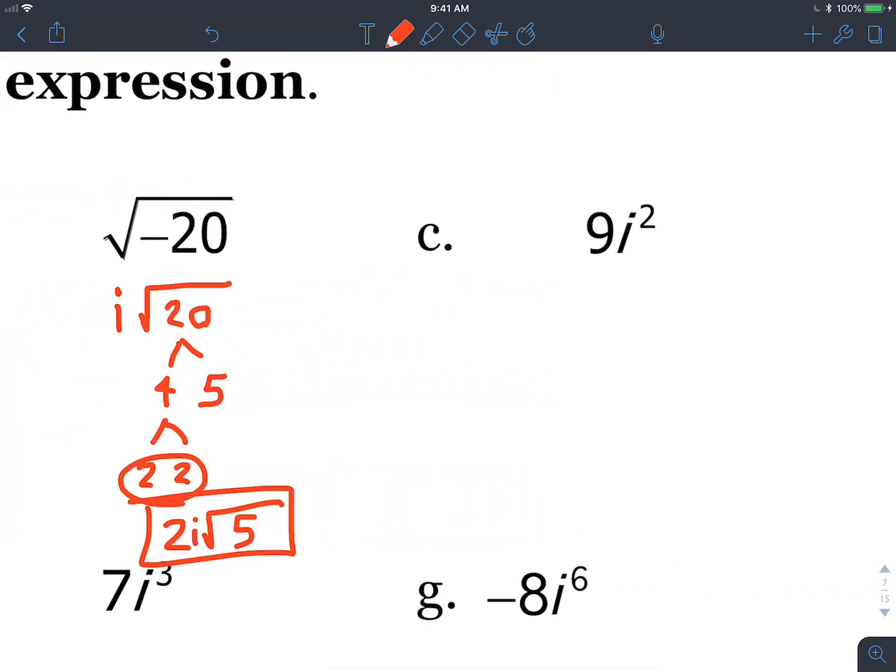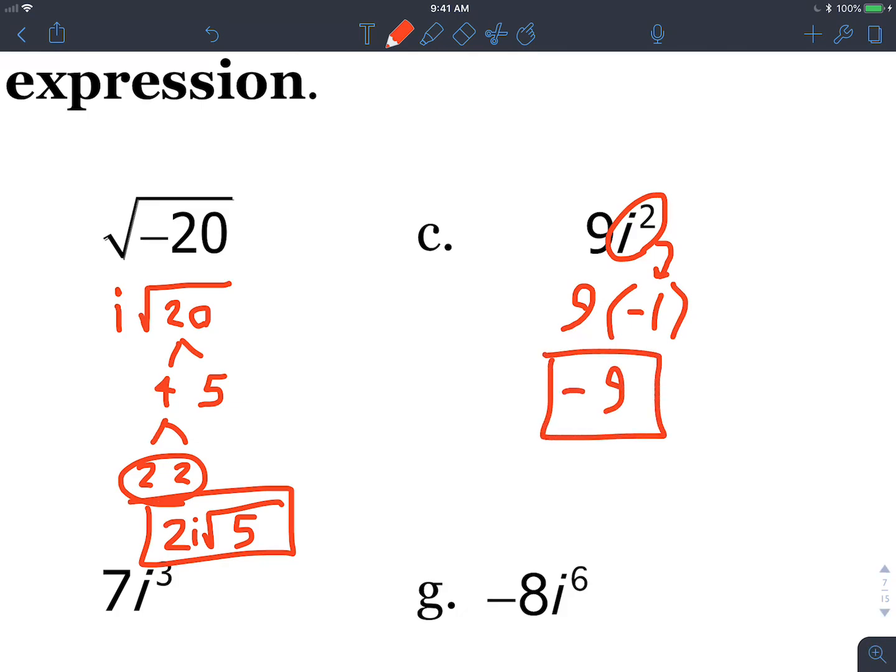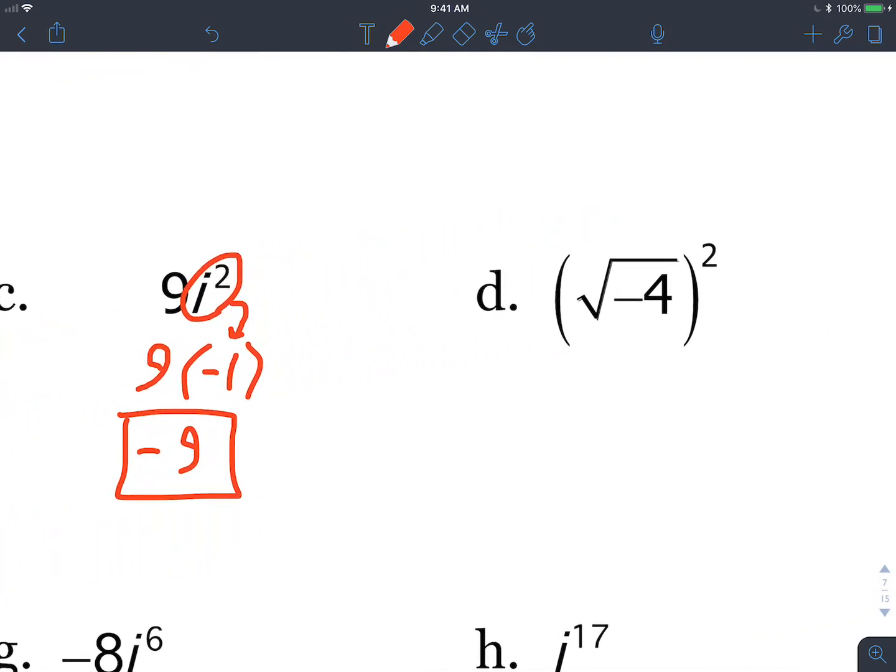Sometimes they'll throw in some i squared, so they, I guess, have already simplified the radical maybe. So anytime we see i squared, we need to get used to putting negative 1 right there. So i squared will always change to negative 1. So this will simplify to negative 9. Okay. Next one here.